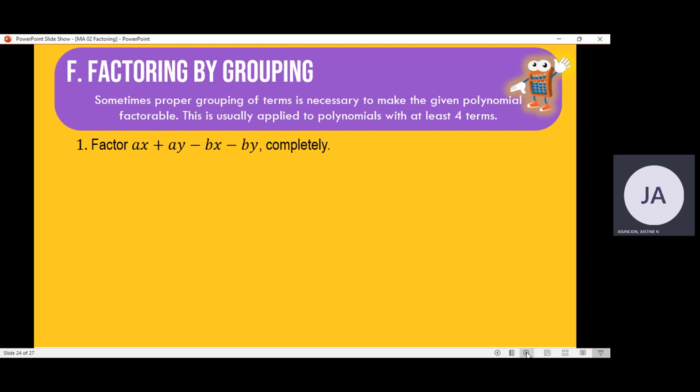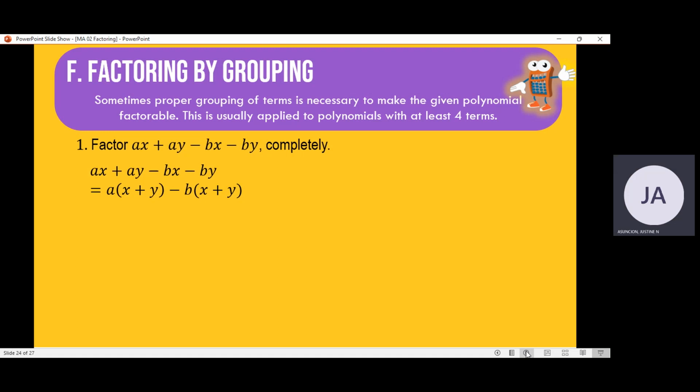For instance, factor ax plus ay minus bx minus by. You need to identify a common monomial factor between 2 terms. For ax and ay, the common monomial factor is a. For negative bx and negative by, the common monomial factor is negative b. So we have a times the quantity x plus y minus b times the quantity x plus y.